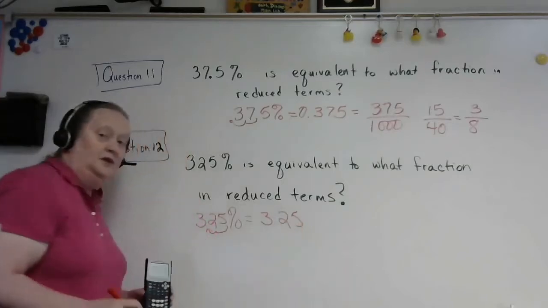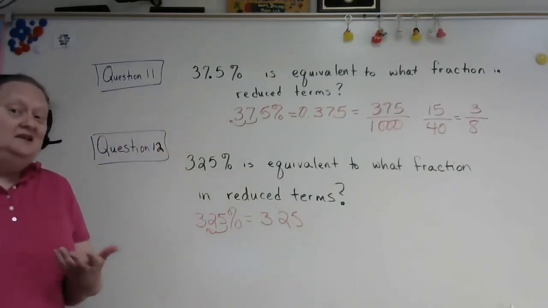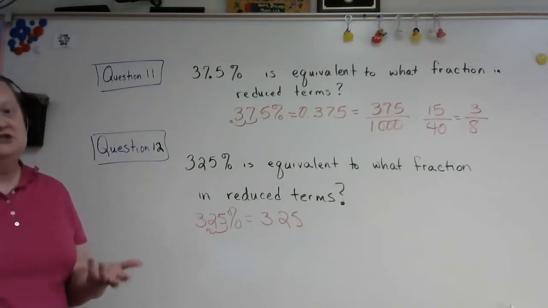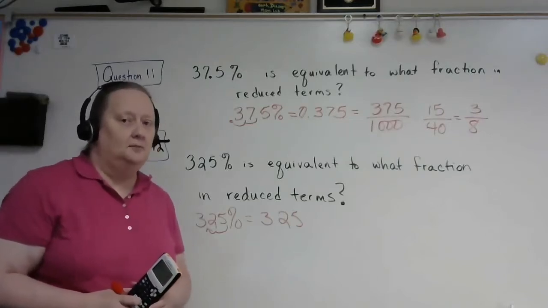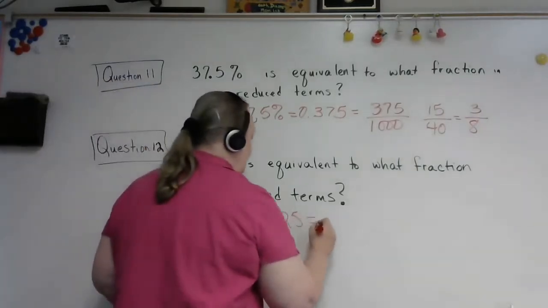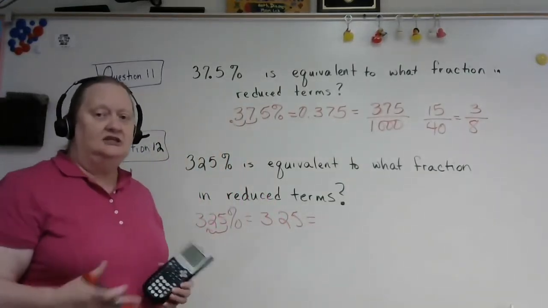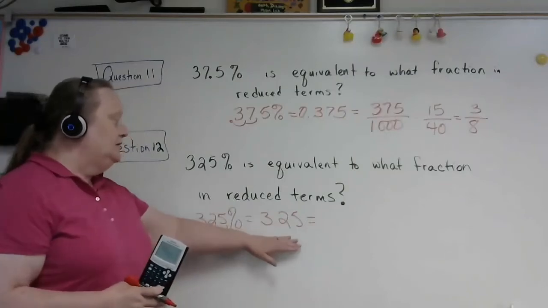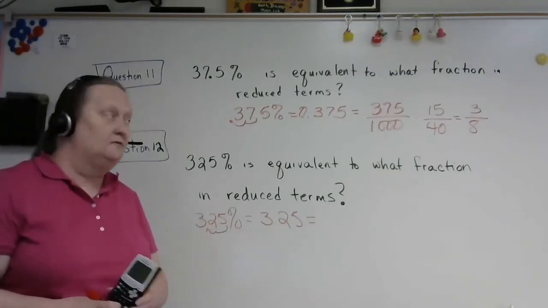3.25. Now, if you're really good with fractions, you can see that this is 3.25. 25 is like 25 cents, which is a quarter. So this is 3 1/4. So you could write that as a mixed number. I don't expect you to be that fast with your fractions, so you may need to use your calculator. So how would we use our calculator if we wanted to write this as an improper fraction?